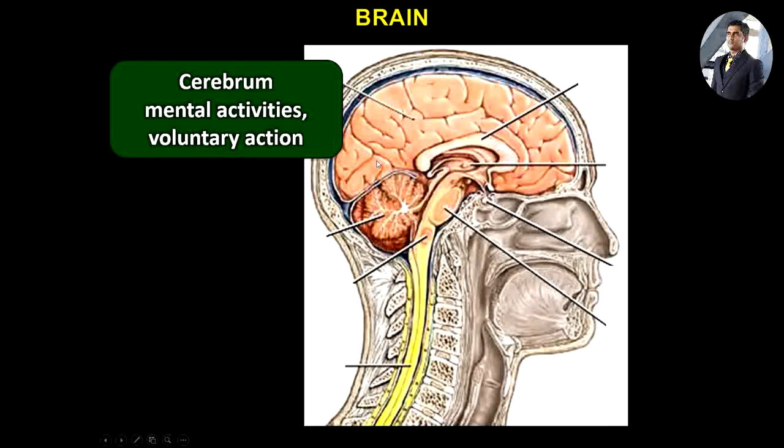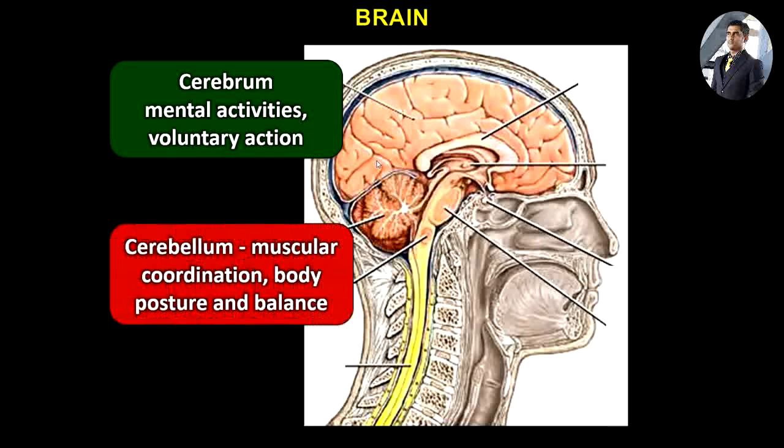The next component that we need to explain is cerebellum, which is more or less located behind the cerebrum. So this is where it's located, and its main function is muscular coordination. Cerebellum controls body posture and balance to ensure we don't fall down.